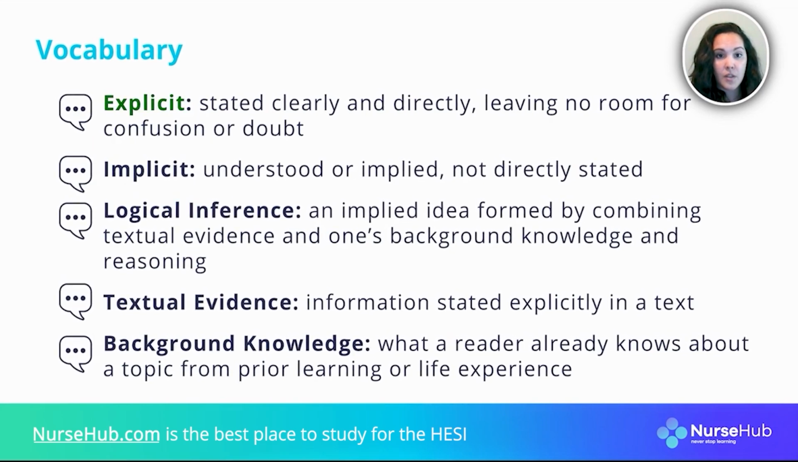Let's dive in. So the word explicit means stated clearly and directly. There's no confusion. If I explicitly say to you, don't do that, you probably won't do that, or you know that I don't want you to do that. Implicit is something that's understood or implied and not directly stated. So if you're walking towards the door and I'm like, you probably understand that I don't want you to go outside, but I didn't say it directly.